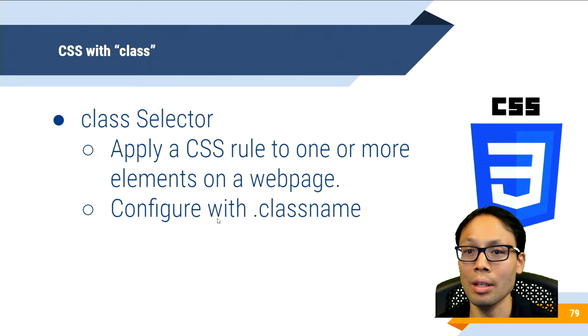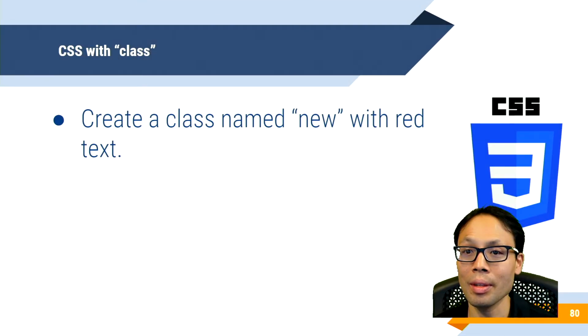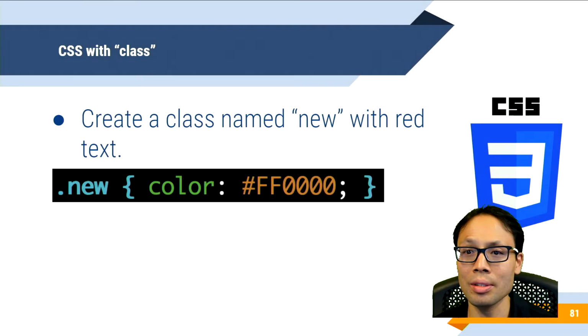Next, the class selector. A class selector applies a CSS rule to one or more elements of a particular web page. For example, you could create a class called new with red text. So let's say you had .new, and then a curly brace, color, and again you made that red.